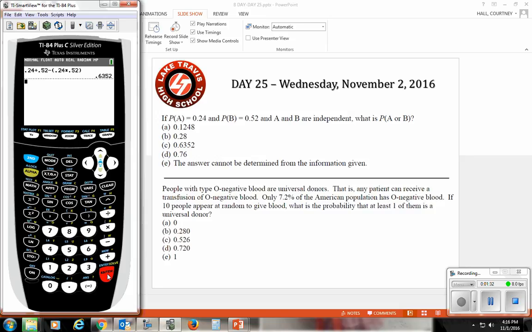Okay. Second question: people with type O negative blood are universal donors. That is, any patient can receive a transfusion of O negative blood. Only 7.2% of the American population has O negative blood. If 10 people appear at random to give blood, what is the probability that at least one of them is a universal donor? So this question's kind of tricky.